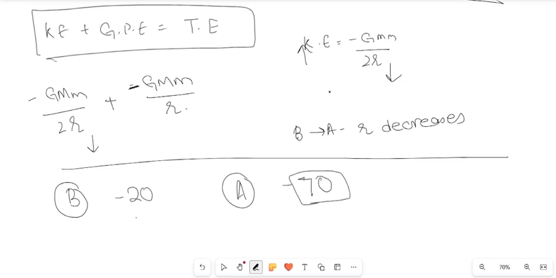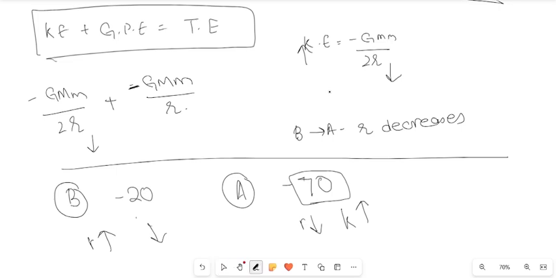When I said at B, when the radius was greater, kinetic energy should be less. And at A, when radius was less, the kinetic energy should be greater. However, the kinetic energy is decreasing. The magnitude has increased, but overall it has decreased because of this negative sign. And we know in math and negative signs, we say that minus 70 is less than minus 20. So we are saying whenever you see a negative sign, even if there is an inverse relation, you make that a direct relation.